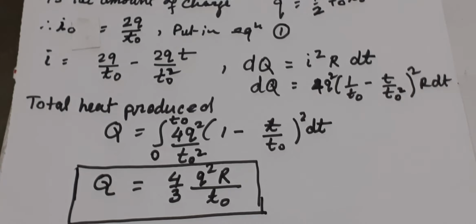You take this one sum and say it is x. Then by substitution you change the limits accordingly, and you will get the heat generated in the coil to be 4 by 3 q square r by t naught.